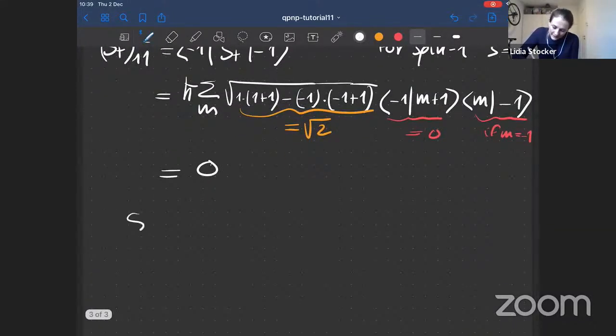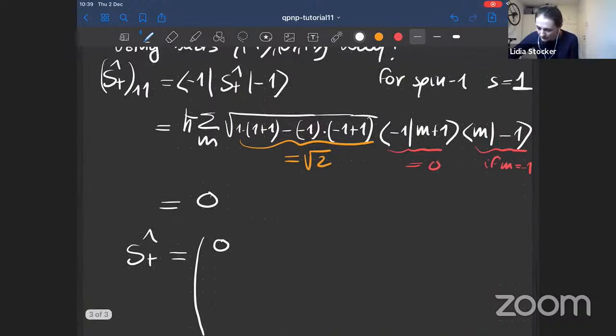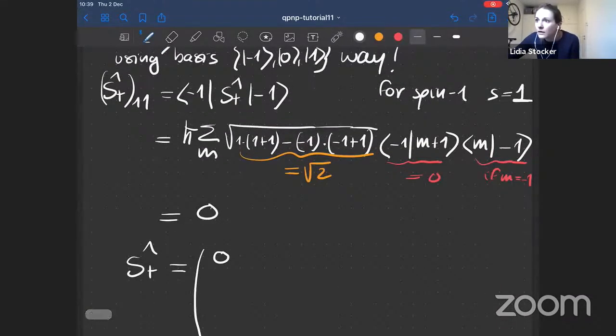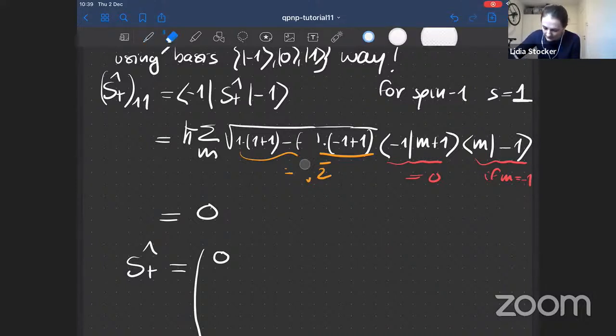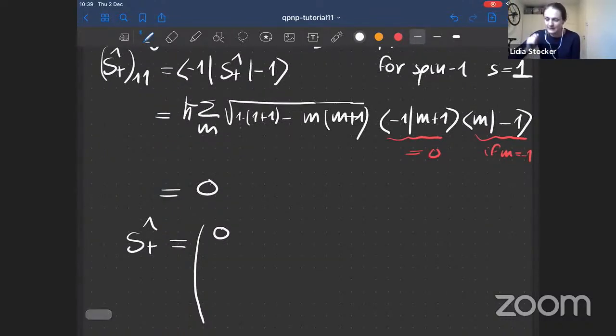So if I write my S plus operator in a matrix representation, I know now that this element is 0. Sorry, so should the minus 1 and minus, yeah, this is correct. Yeah, thank you very much. It doesn't change anything, but thank you for the comment. Here we have m and m plus 1. Anyway, 0 is exactly what we get here.